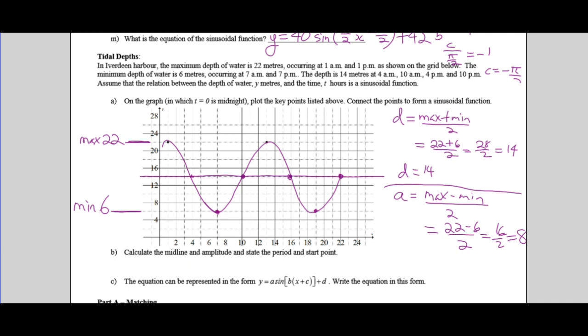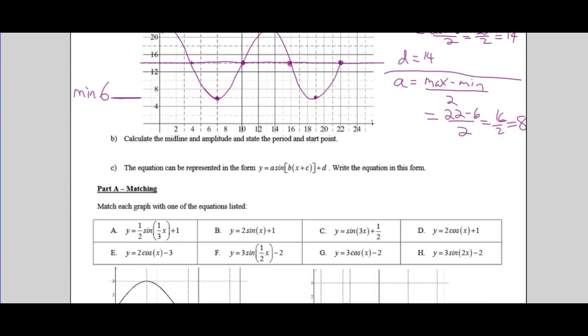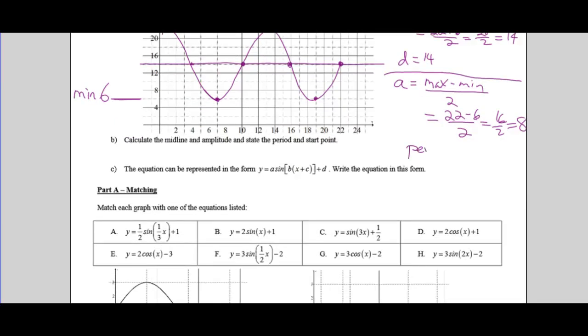Okay, state the period. What's the period? So we can just look from here to here. How long does it take to go from there to there? Period is, and there's units associated with the period. What are they? What's the X thing? What's the period? 12 hours.